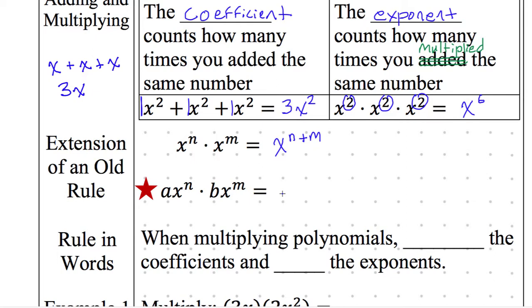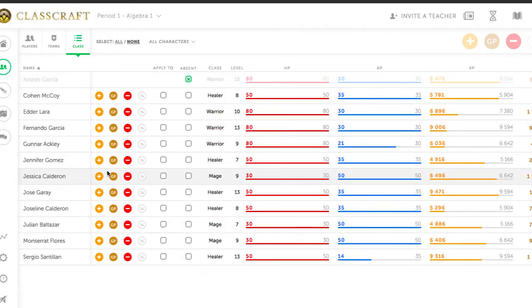All right, no one wants to go for it. It is kind of hard. Cohen, go for it. AB x. There it is. Yeah, good job, Cohen. AB times x to the n plus m. That was a hard one.